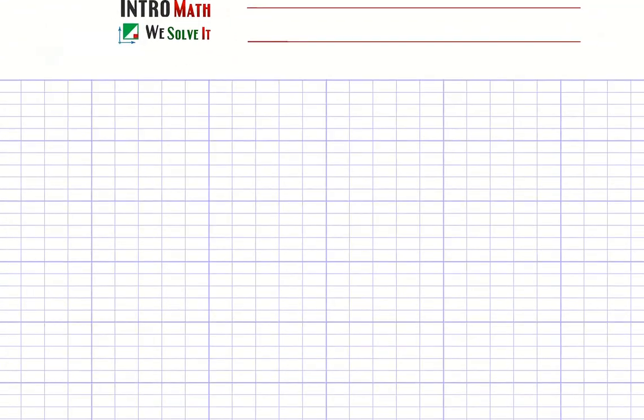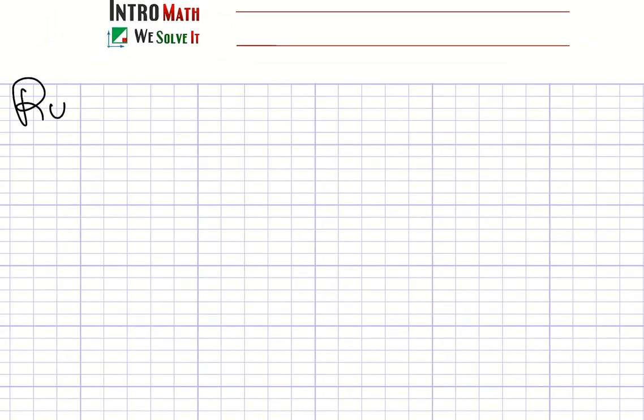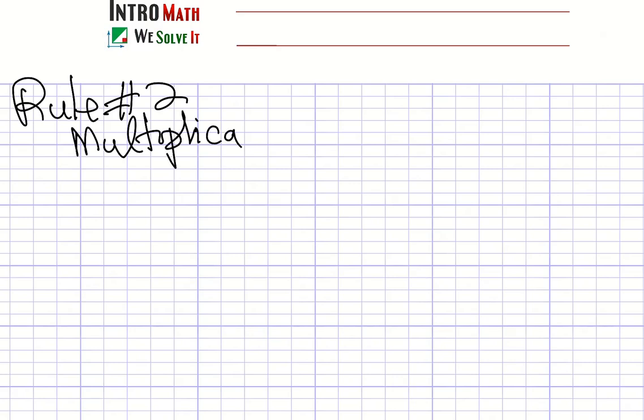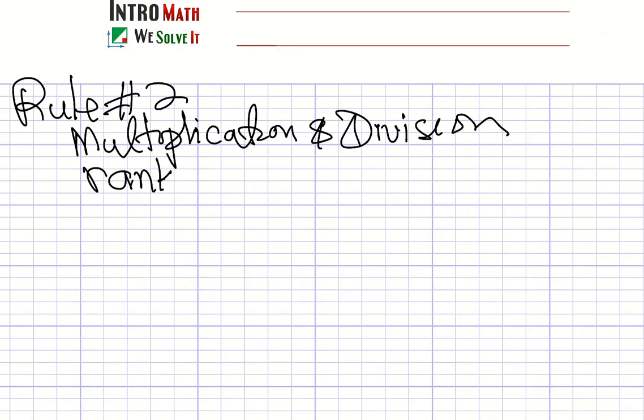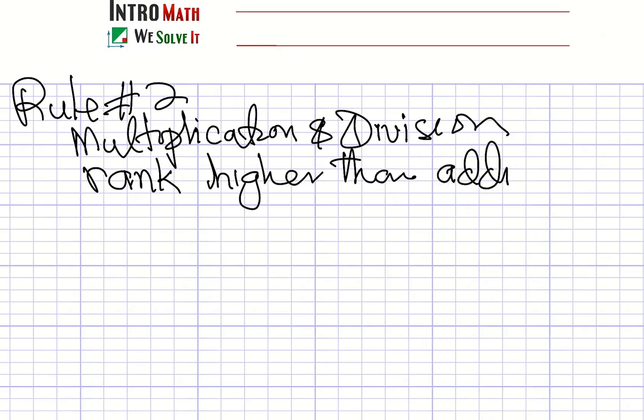Now check this out. Rule number 2. Multiplication and division rank higher than addition and subtraction. All right.